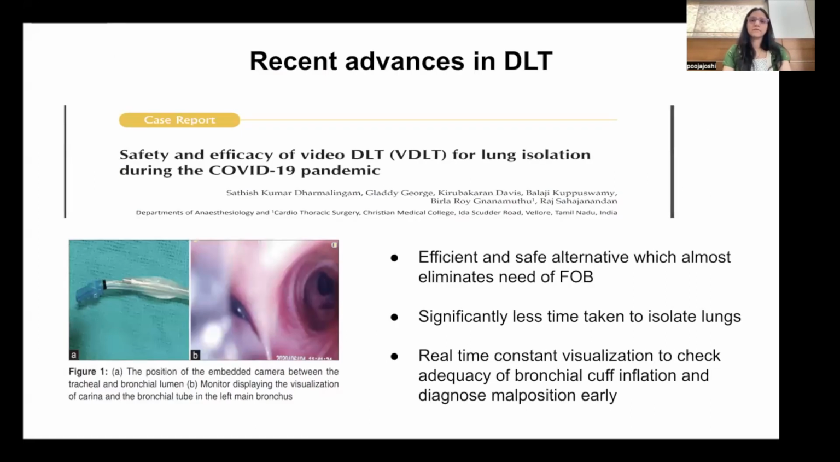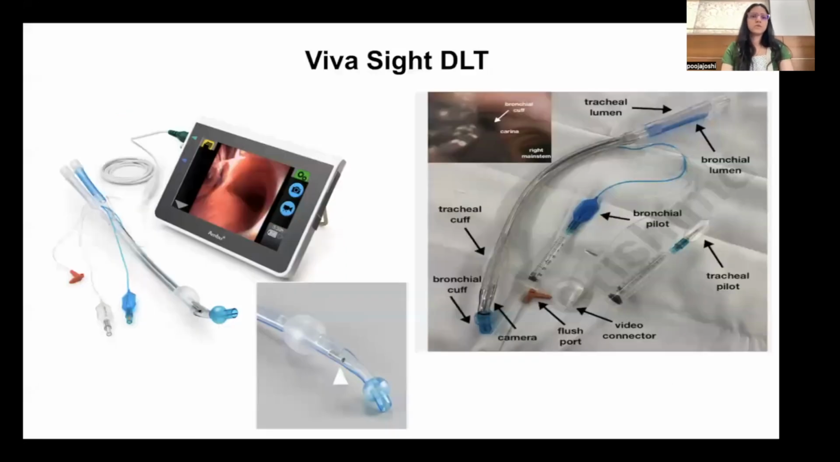Recently, you have video DLTs. Dr. Satish Kumar has reported the safety and efficacy of this video DLT. You get a camera embedded between the tracheal and the bronchial lumen. They say it is an efficient and safe alternative which almost eliminates the need of a fiber optic bronchoscope. It takes significantly less time to isolate the lungs and you get real-time constant visualization to check the adequacy of bronchial cuff inflation and you can diagnose malposition early. Ambu has also launched a similar VivaSight DLT with a camera embedded between the two cuffs.